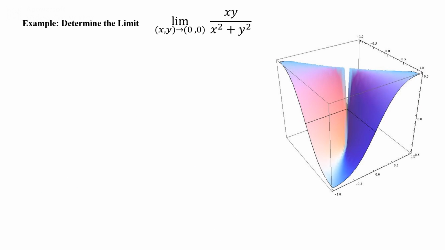Now take one more example. We have to determine the limit of that particular function as x and y approach 0, 0. You can see the graph of that particular function. So here that is the origin, point 0, 0. So we have to find the limit at that particular point. Now if we apply the limit on that particular function, we get an undetermined form, that is 0 upon 0.